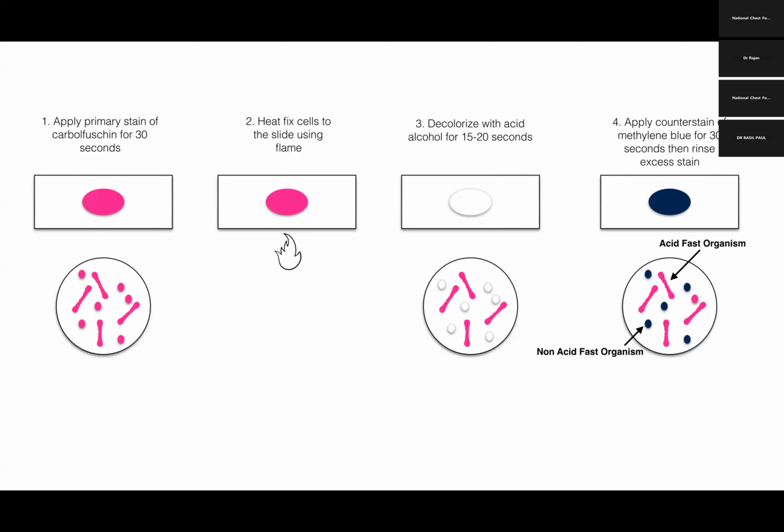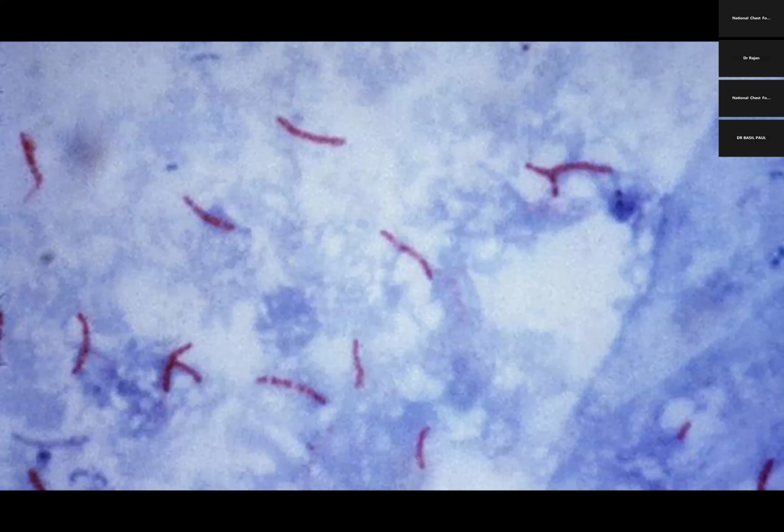So how do you do the staining? This is the ZN stain method. You apply the primary stain of carbol fuchsin for 30 seconds. Then you heat fix the slide using flame. Then you wash it off. Then you decolorize with acid alcohol for 15 to 20 seconds. And then you apply a counterstain with methylene blue for 30 seconds. Then you wash off the excess stain. And then you can see the slide under the microscope under oil. In this method, you have a bluish background with pinkish bacilli visible. That is the acid-fast bacilli.